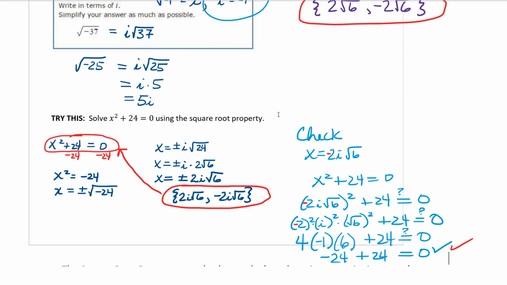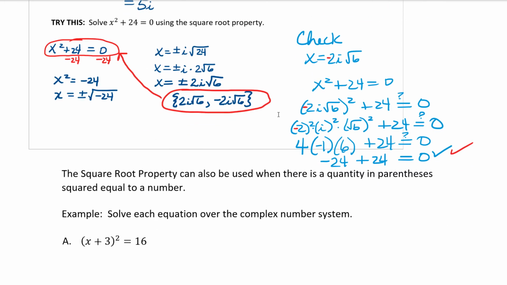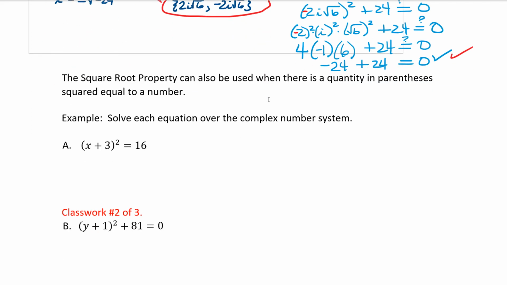Okay, so we've seen that the square root property can work even if x squared is equal to a negative. There's also another situation where we use the square root property, and that's when we have a quantity in parentheses squared equals a number. So in other words, this problem here, problem A, we've seen something similar to this where we had just x squared equals 16 and we took the square root. But it also works even when there's a quantity in parentheses squared equal to a number.